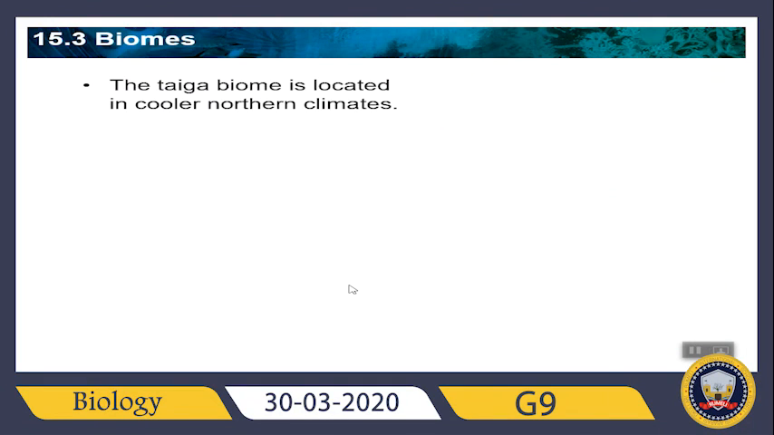Good. Now, taiga. Taiga biome is located in cooler northern climates. Where is Northern America, Canada, some parts of Northern Europe, yeah, that's it. And Ural in Russia, Northern China, the whole Northern Hemisphere, you can find the taiga.